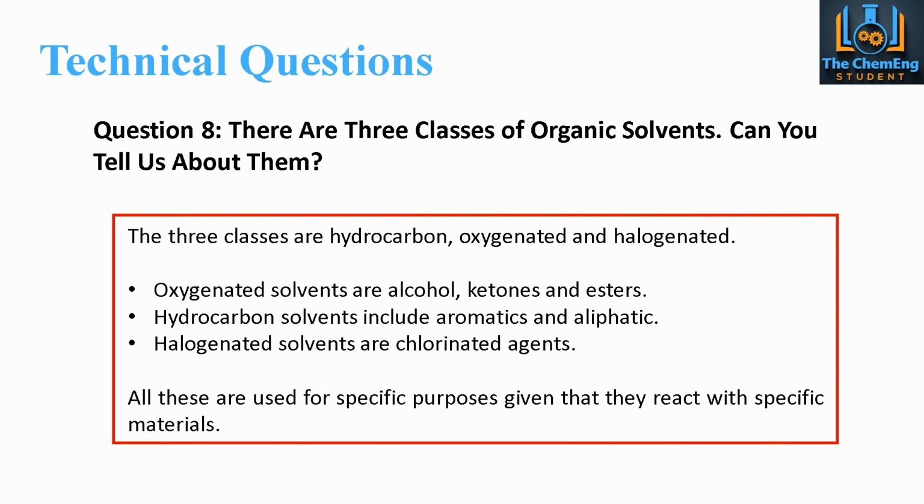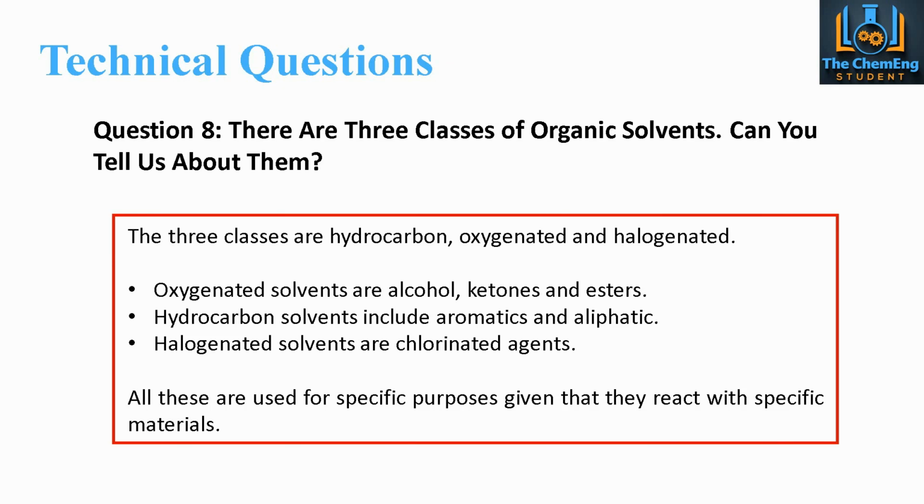Now, oxygenated solvents are things like alcohols, ketones, and esters. Hydrocarbon solvents include aromatics and aliphatics. And halogenated solvents are things like chlorinated agents, because it tends to be in the name. Hydrocarbons, aromatics are made from carbon and hydrogen. Oxygenated solvents, they perform oxidation reactions and reduction reactions.